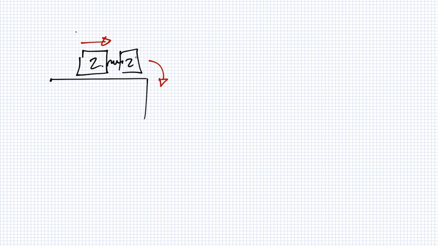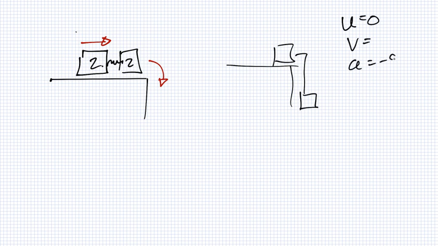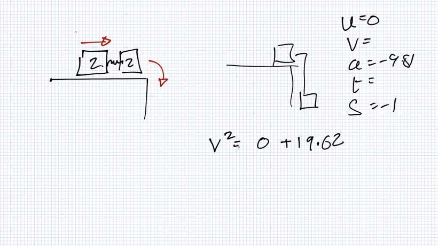So first we have to find out how fast this is going right before the string becomes taut. So we want to find out what is the velocity here in this picture. So this is just a UVATS problem. The U is 0, the V is what we want, the A is minus 9.81, the T we don't know, and the S is minus 1. So using V squared equals U squared, which is 0, plus 2AS. So that would be 19.62. So the V here is root 19.62.